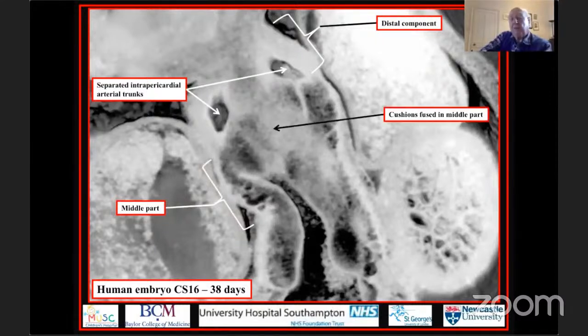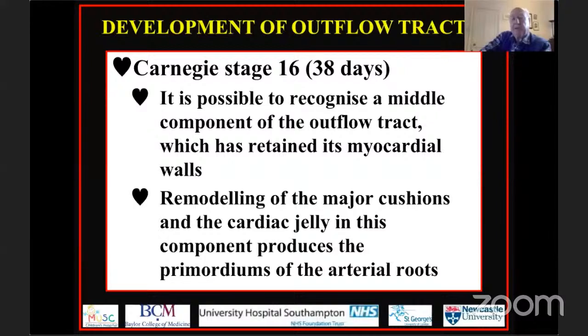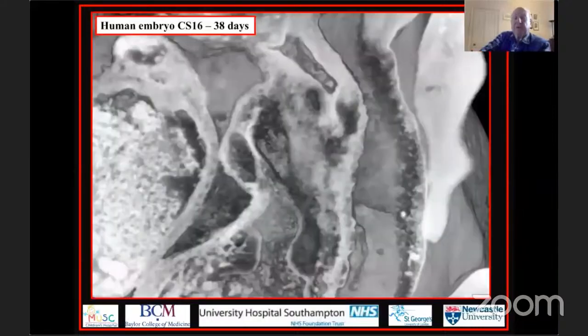It still has myocardial walls, but those outflow cushions have now fused in this middle part. So we can recognize this middle part because at this stage, the outflow cushions have fused in this middle part. They have not fused proximally. It has retained its myocardial walls. And the key point now is that it is the remodeling of the cushions, the cardiac jelly in this middle part, that will produce the arterial roots.